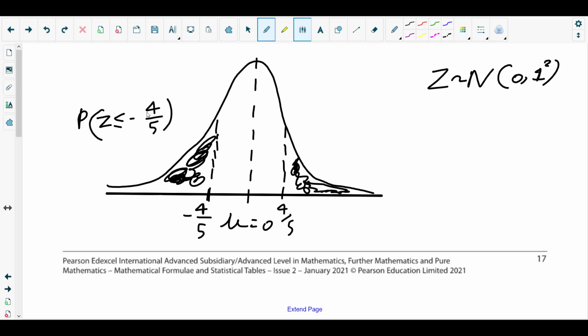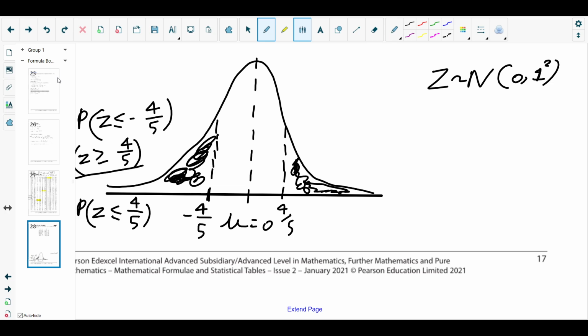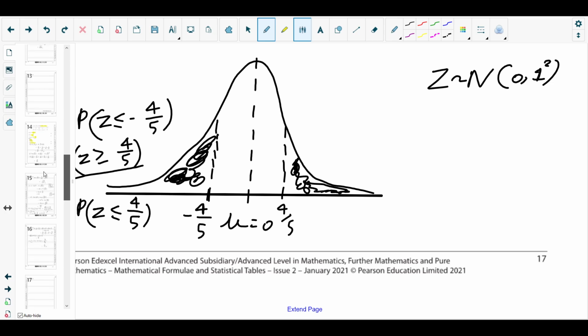So that means the probability of Z less than or equal to negative 4 over 5 equals the probability of Z greater than or equal to 4 over 5, and we need to represent it in the form of less than or equal in order to make it comparable with the given table in the booklet. If you subtract the probability of Z less than or equal to 4 over 5 from 1, you will get the probability of Z greater than or equal to 4 over 5. Understand?